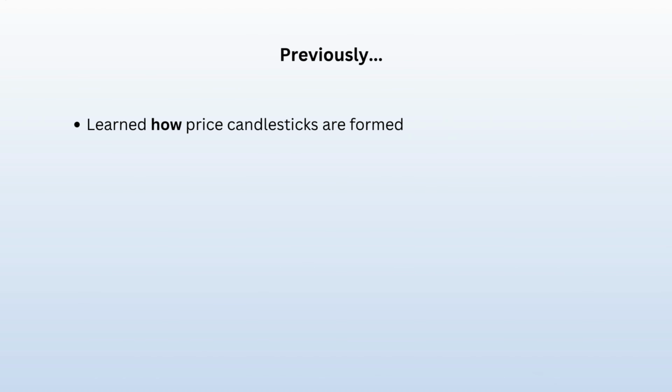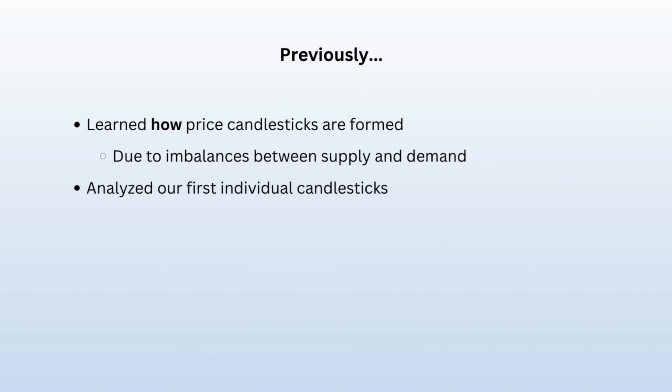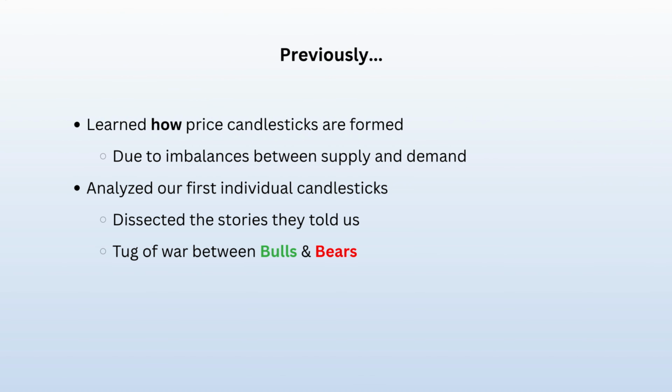In the previous chapter, we learned how price candlesticks are formed. We learned that it's due to the imbalances between supply and demand that the price either goes up or down, creating the final candlestick shape that you see on the charts. We also analyzed our first individual candlesticks, where we dissected the stories that they told us. In other words, we looked at the continuous tug of war that is happening between the bulls and the bears.